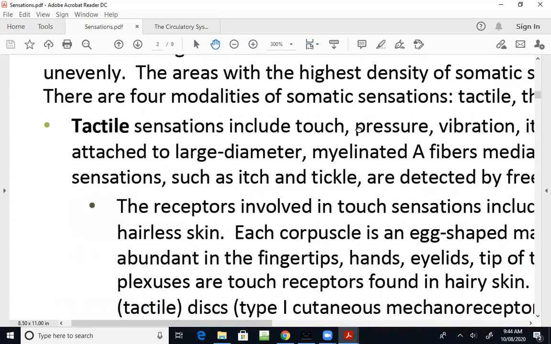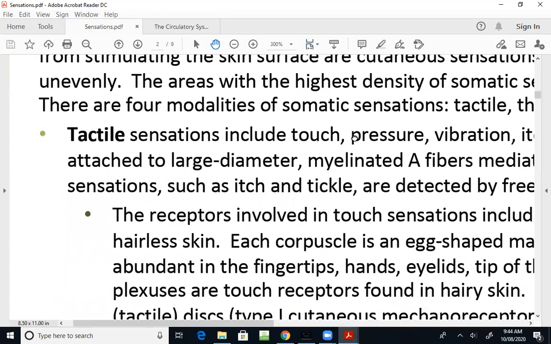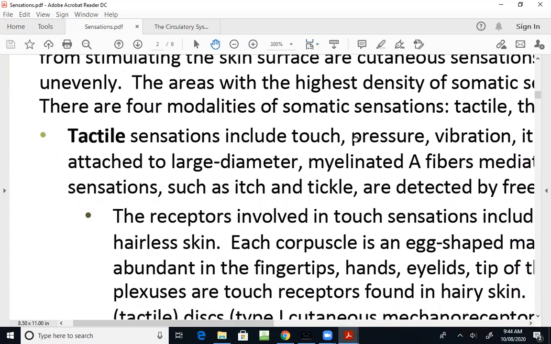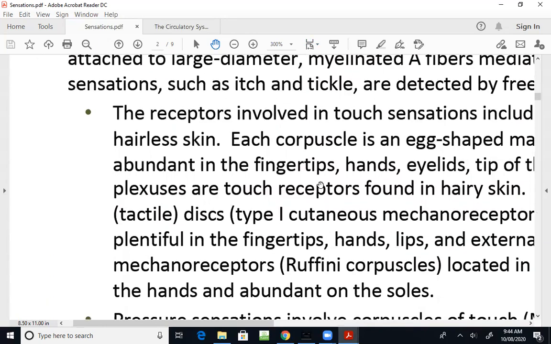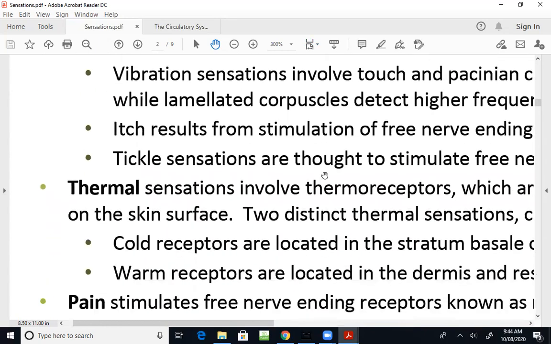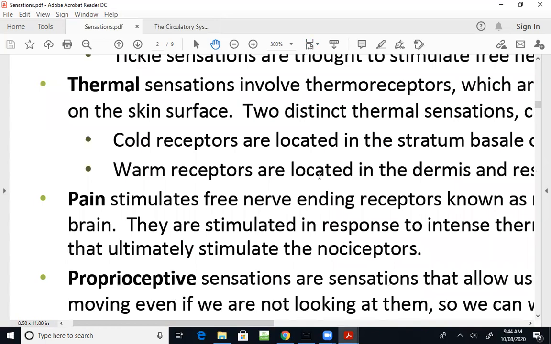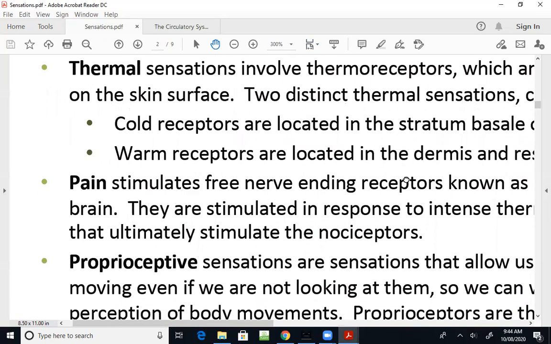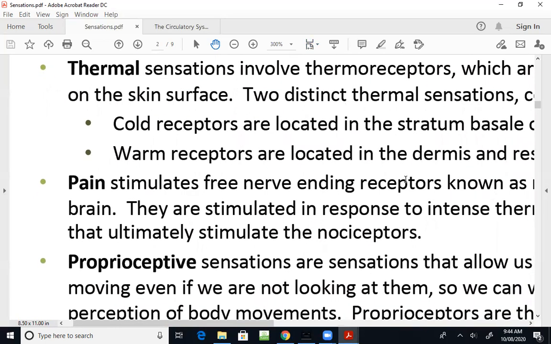All right, let's talk about some of those general sensations. Once again, we're not going to focus on the visceral, so we're going to focus just on the somatics, which includes tactile, thermal, pain, and proprioceptive sensations.